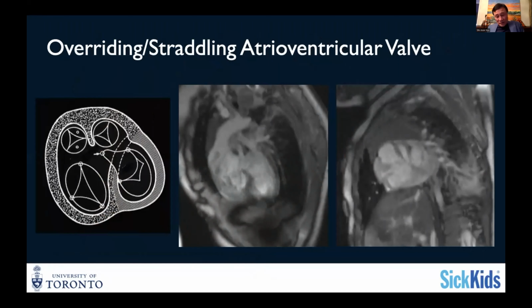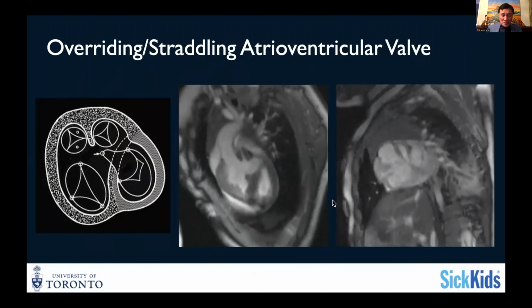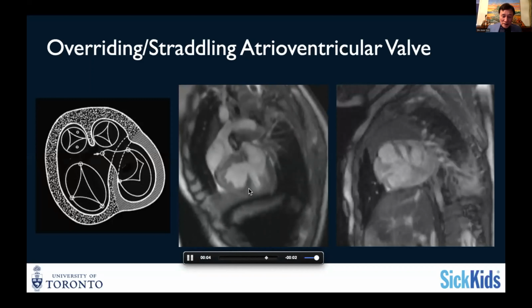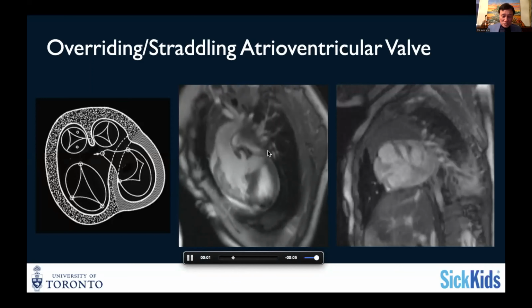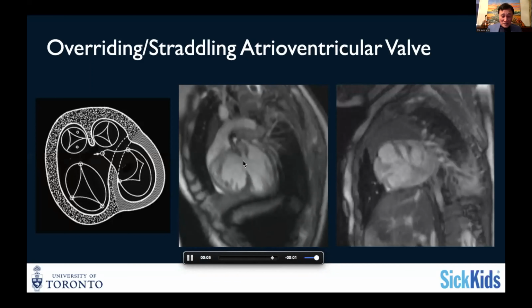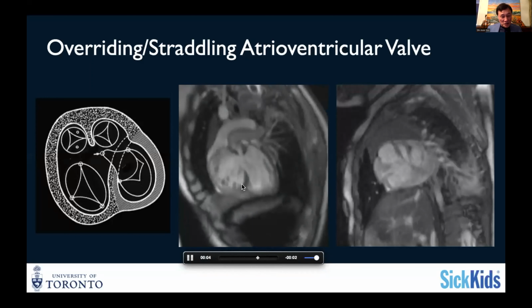So here is another interesting case of DORV. If you look at the ventricular septum here, it is pretty slanted to the left side. And then you have DORV. And then, unusually, there is subpulmonary stenosis rather than subaortic stenosis.